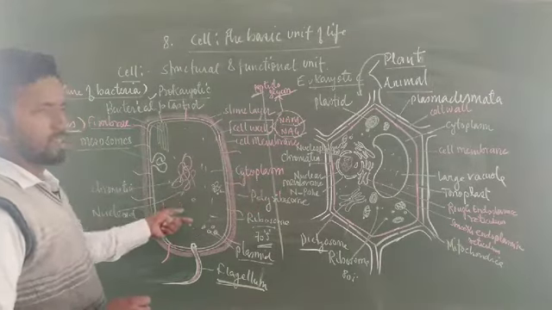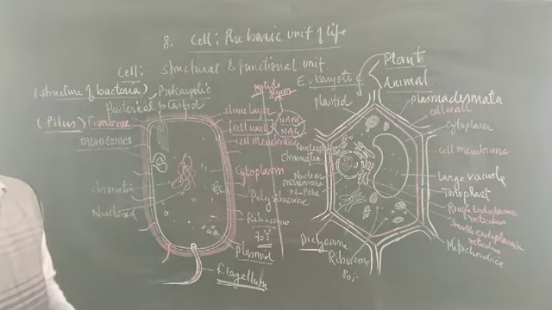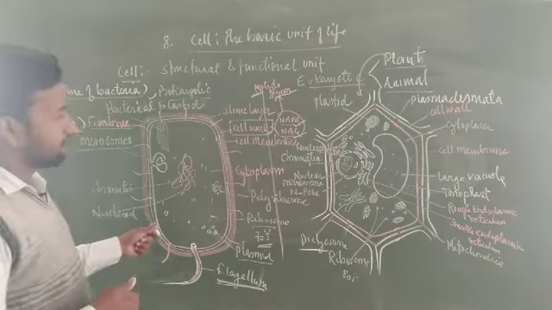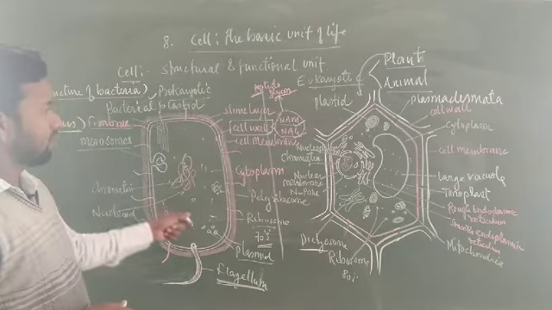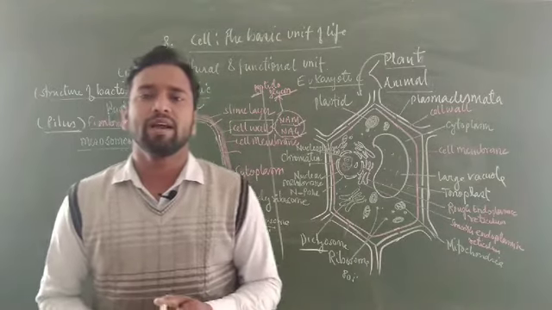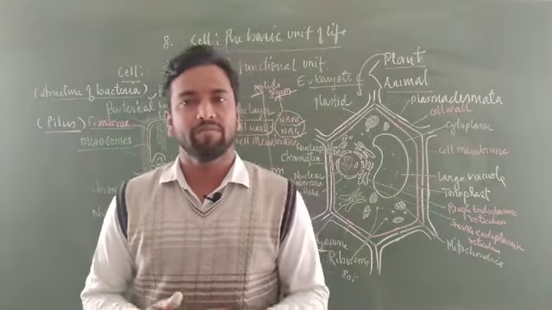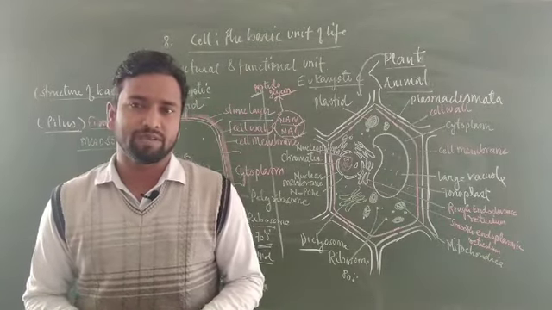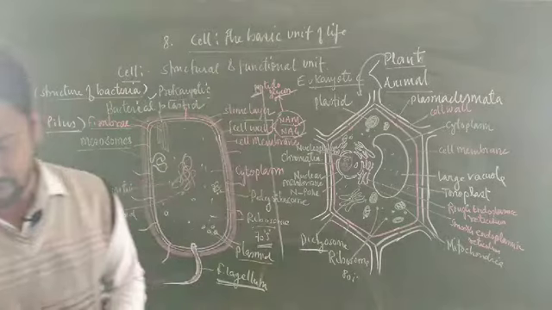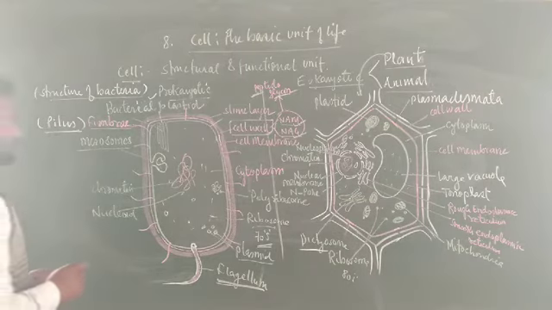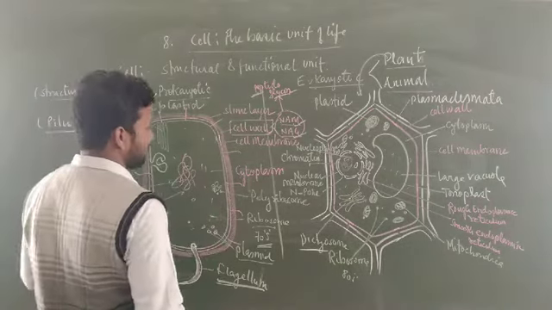The prokaryotic cell divides by budding, fission, mitosis, amitosis, but the eukaryotic cell divides only by meiosis as well as mitotic division. This is a main and important characteristic difference between prokaryotic and eukaryotic cells. So these are the differences. On this basis we can differentiate prokaryotic and eukaryotic cells.